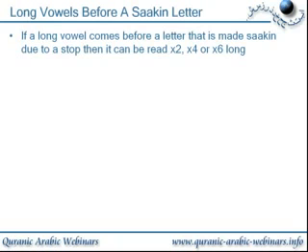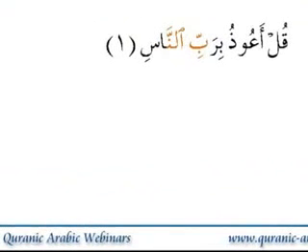Now the next one is if you've got a long vowel which comes before the last letter in a word, and that last letter is being made sakin because you're going to stop on it. In that case, effectively you can read the long vowel either as 2 lengths long, which is normal, 4 lengths long, or 6 lengths long. Okay, so let's have a look at some examples. So here we've got the last word here, which is being read is nas. Okay, so we've got the long vowel fatha alif. However, the sin, because it carries the kasra, is going sakin because we're stopping. So that last fatha alif can be read as 2 long, 4 long, or 6 long.